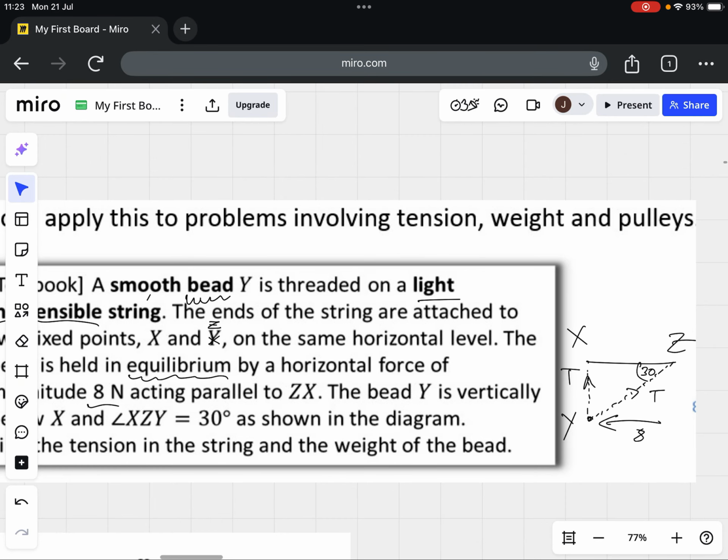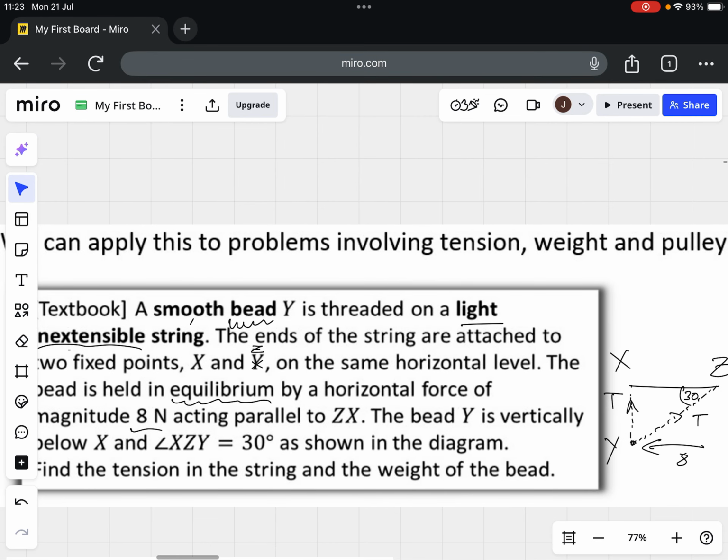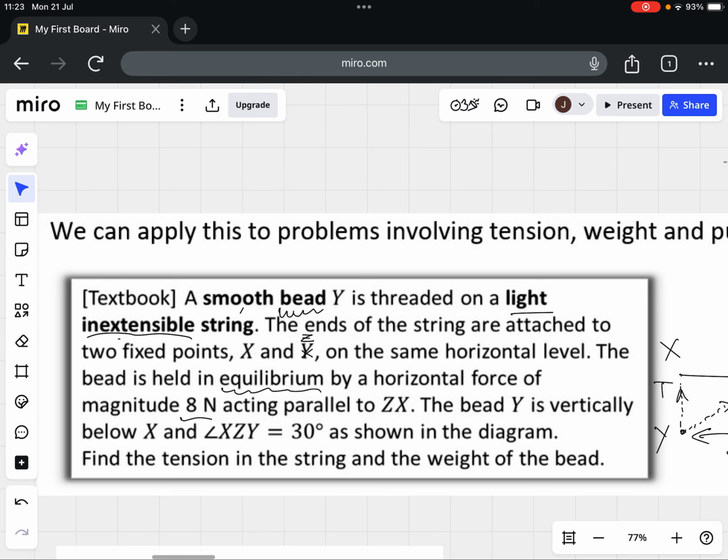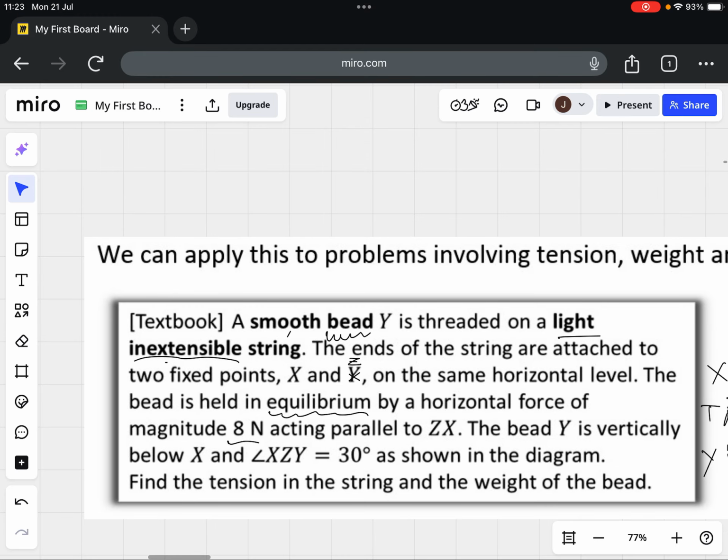Okay, so in this next part, we're going to look at using our resolving ideas with more complicated situations. We're going to use this block of text first of all to try and make a diagram. A smooth bead, and I'll talk about the bead in just a second, is threaded on a string. If you haven't already, I'd encourage you to pause this video and have a go at drawing it. It's surprisingly challenging.